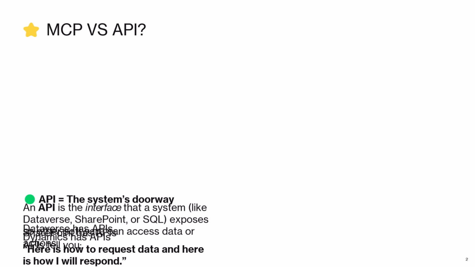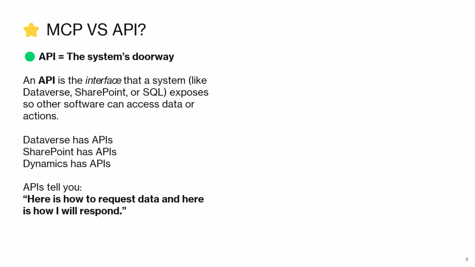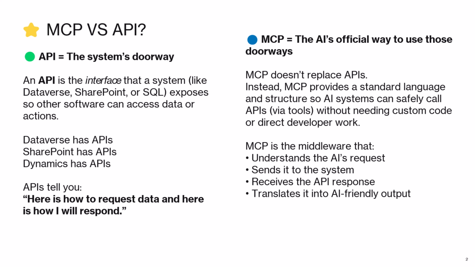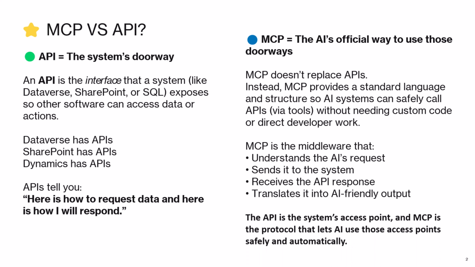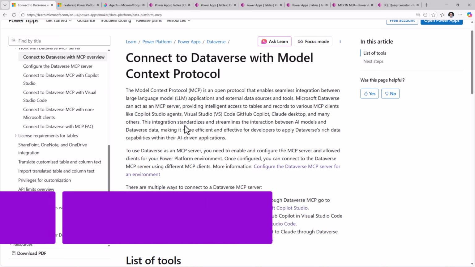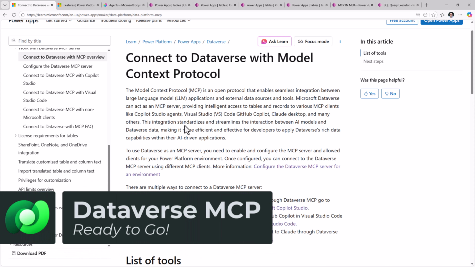MCP versus API. The API is the interface that a system like Dataverse, SharePoint, or SQL exposes so that other software can access data or actions. On the other side, MCP is the AI's official way to use those doorways. MCP doesn't replace APIs. Instead, it provides a standard language and structure so AI systems or agents can safely call APIs via MCP tools without needing custom code or direct development work. The API is the system's access point, and MCP is the protocol that lets AI use those access points safely and automatically. Our focus will be to connect to Dataverse with MCP.